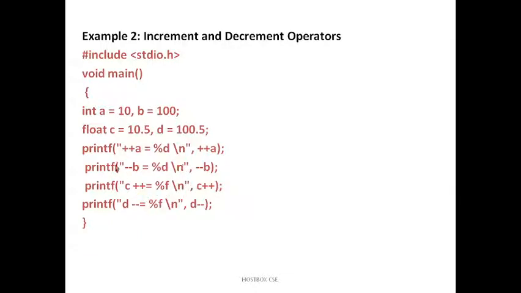This is the best example of the post-increment operator. So it will take the C value 10.5, then it will add plus 1, so it will print 11.5. Similarly D minus minus, that means the decrement operator. So post-decrement operator first will take D value 100.5, then it will reduce by 1. So the answer is the same, but while explaining we have to be clear.